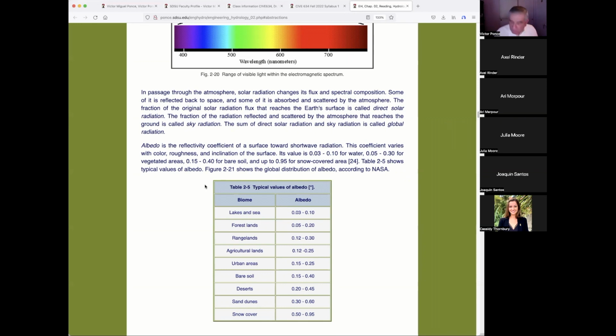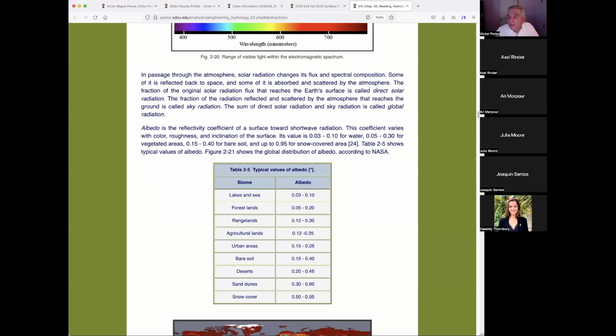Now, here we define a very important concept, albedo. I consider it to be the fundamental parameter of physics, and I'll explain why. What is albedo? Albedo is the reflectivity coefficient of a surface towards shortwave radiation. The coefficient varies with color, roughness, and inclination of the surface. Its value is 0.03 to 0.10, so 3 to 10%, for water; 0.05 to 0.30 for vegetated areas, so green areas have low albedo; 0.15 to 0.4 for bare soil like deserts; and up to 0.95 for snow-covered areas.